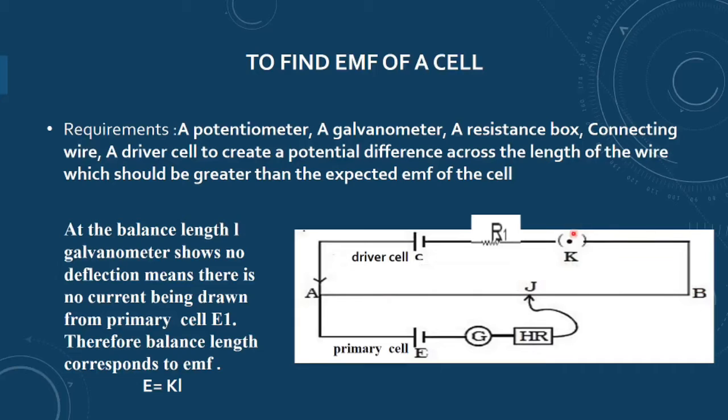This circuit is your main circuit, basic circuit with you, and this is the circuit which allows the current to pass through this potentiometer wire. If current is passing, this is going to be the direction of the current in the wire AB. Now what I want to do is, I want to find the EMF of a cell. So that cell is connected here in the secondary circuit, you may say. In the secondary circuit, I am joining this cell whose EMF I want to calculate, and the galvanometer and a high resistance box, of course, to protect the galvanometer.